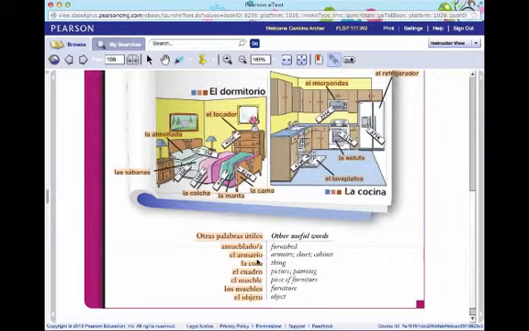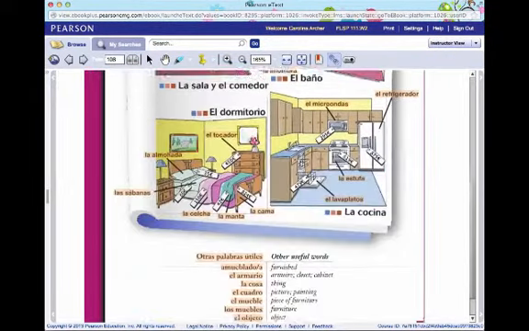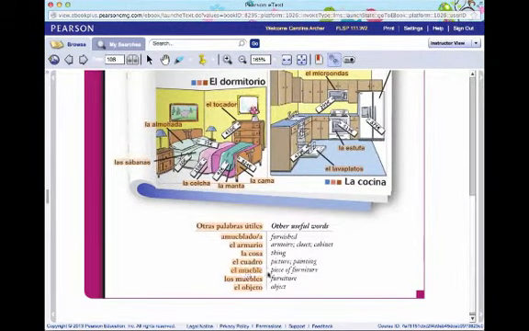El armario, the closet or the cabinet. La cosa is thing. El cuadro, the picture or the painting. El mueble is a piece of furniture. Up here you have los muebles, which would be furniture in general. El mueble is just a specific piece of furniture. Los muebles, furniture. El objeto, object.